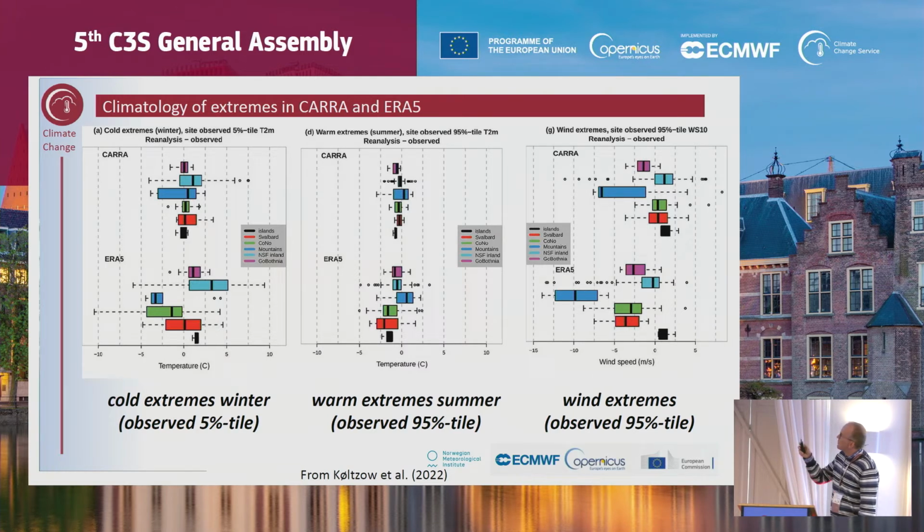But we see that ERA5 has a cold bias in the mountains and along the Norwegian coast, and a warm bias inland. These biases are heavily reduced in the CARA dataset. And a similar story can also be found for the warm extremes during summer and for the wind extremes.